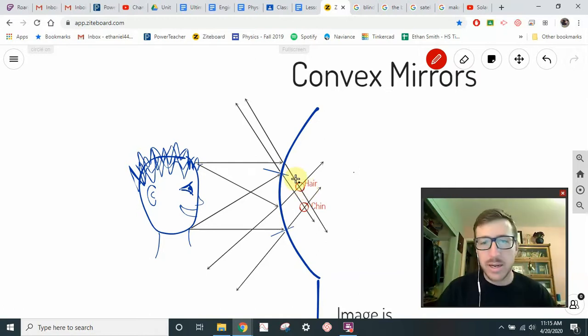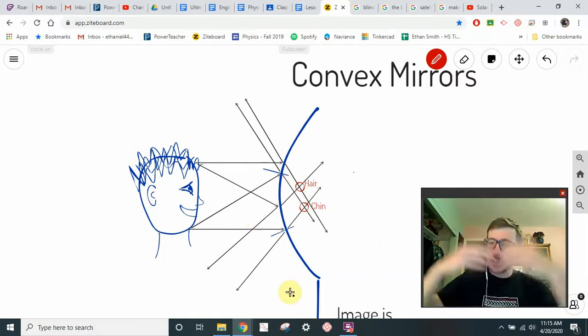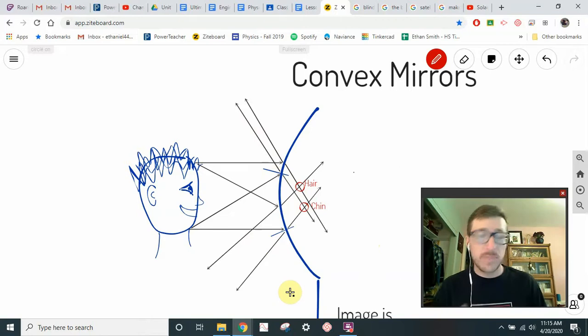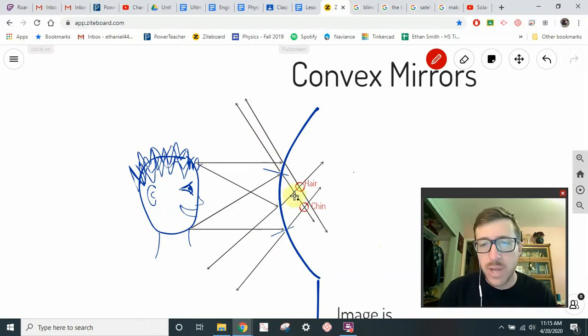So this is what we end up getting if we consider what's happening with these ray diagrams. And notice this is a virtual image because the light rays aren't actually converging. In real life, the light rays are scattering and spreading out, which is what gives me such a wide field of view with a convex mirror. But I appear right side up and just smaller than normal. Okay, so that's what's actually happening with a convex mirror.